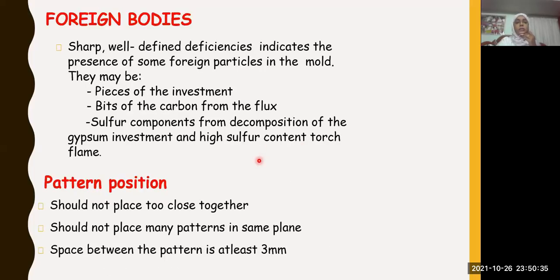So next is foreign bodies. Any foreign bodies which get lodged within the investment, like some pieces of investment or bits of carbon which is derived from the flux, or any sulfur components which are released because of overheating. All these act as foreign bodies, and these can also be the cause for the casting defects.